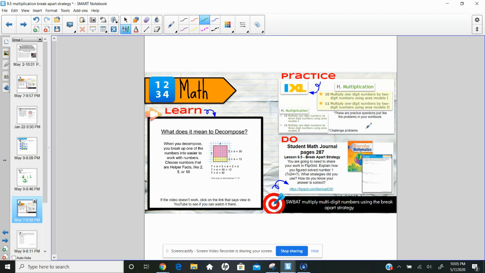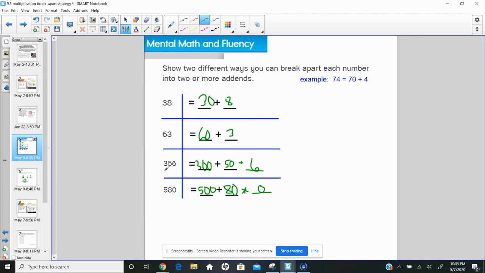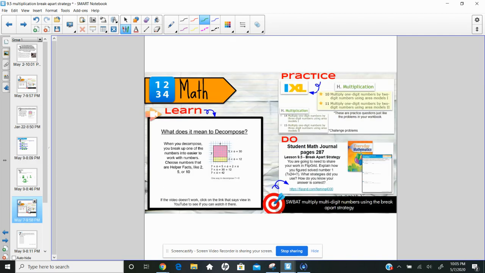Now, if you want to challenge yourself, if you really understand this and want to practice even more, some challenge problems are doing 3-digit numbers, kind of like in our mental math, working with 356 or 580 rather than just 38 and 63. That could be your challenge, but make sure you practice these on IXL before you go to your workbook, because some of us are skipping this step, and it's making us confused when we get down here.